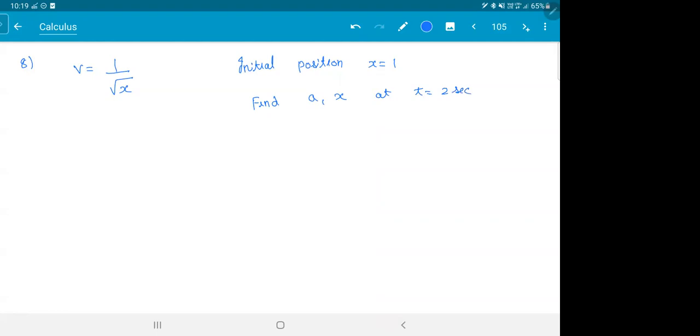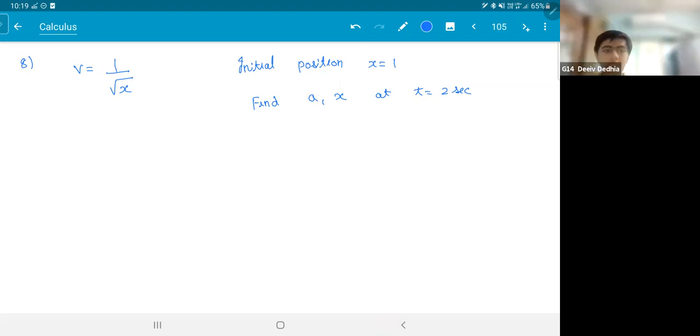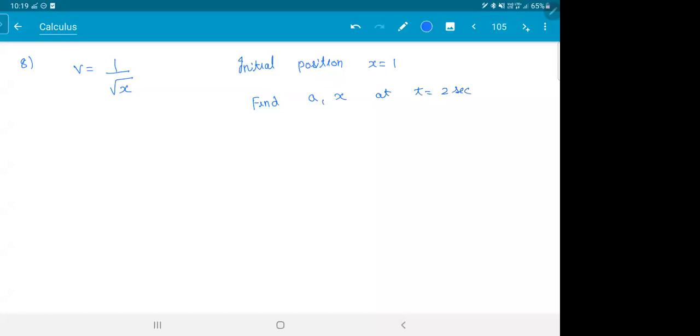How will you handle this? v is not given in terms of time, v is given in terms of x. So can we write v as dx by dt? That you can do. Wait, I'll do something. Find a and x as function of time. That will take care of everything. Find a as a function of x.